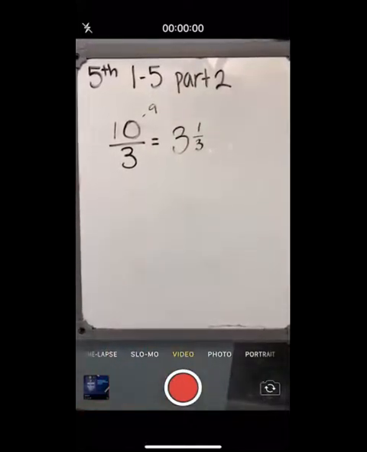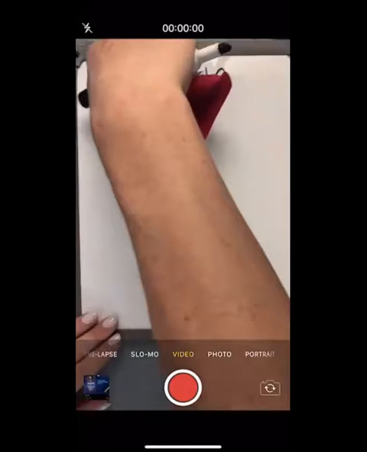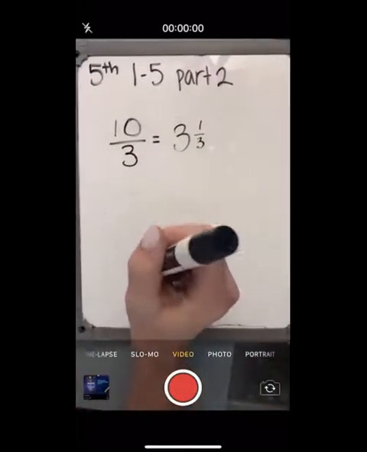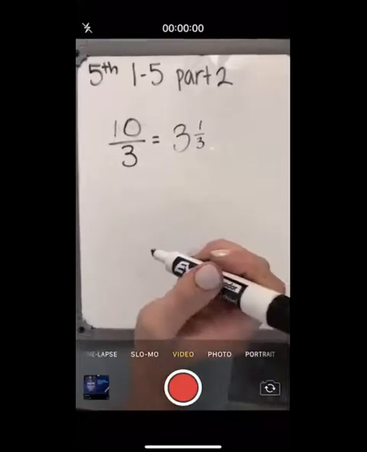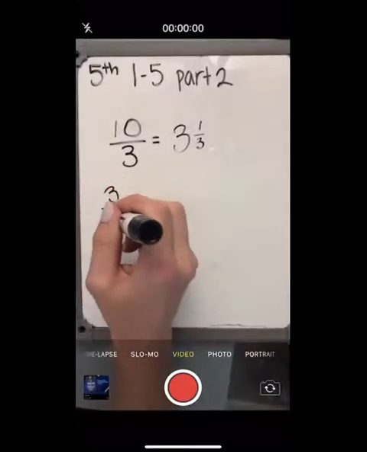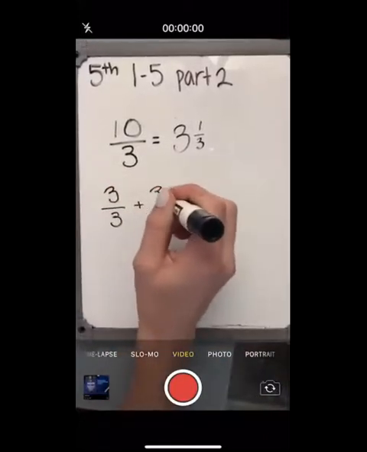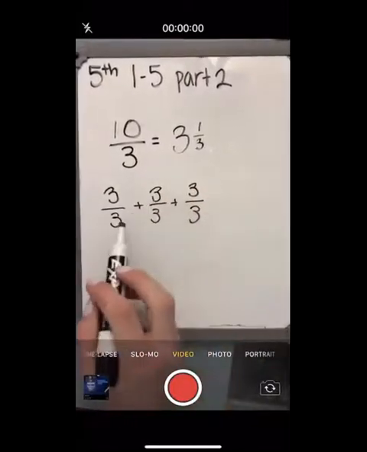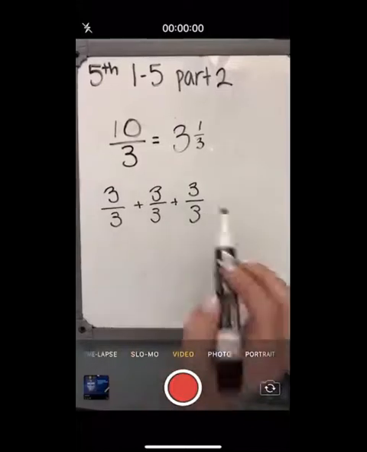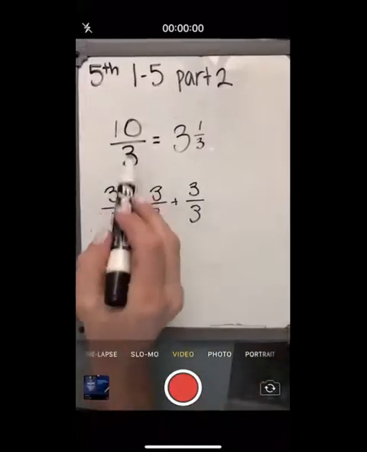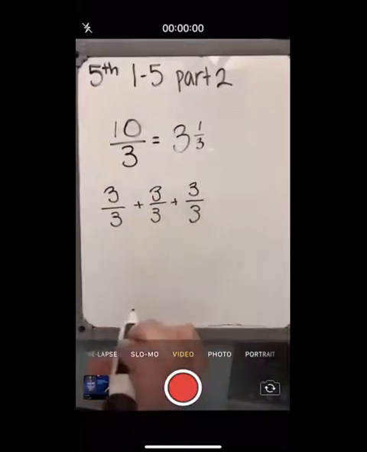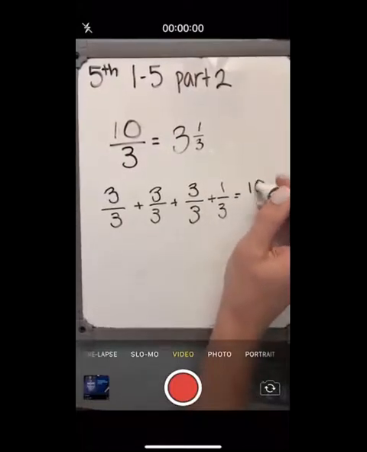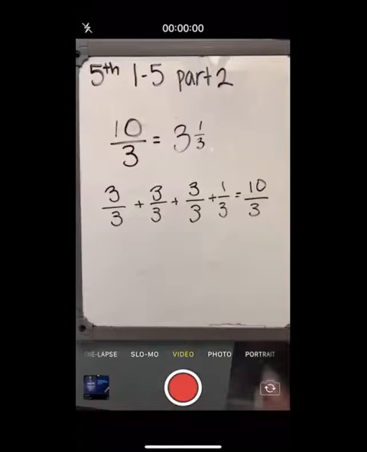So if I was to try to explain this to someone, I would say, well, I know that with 10/3, I can pull out 3 wholes. 3/3 plus 3/3 plus 3/3. 1 whole, 2 whole, 3 wholes. And then I know that 3, 6, 9, I would have 1/3 left over. So it'd be 3 and 1/3.